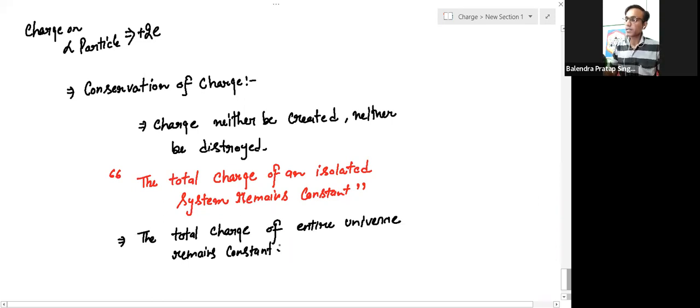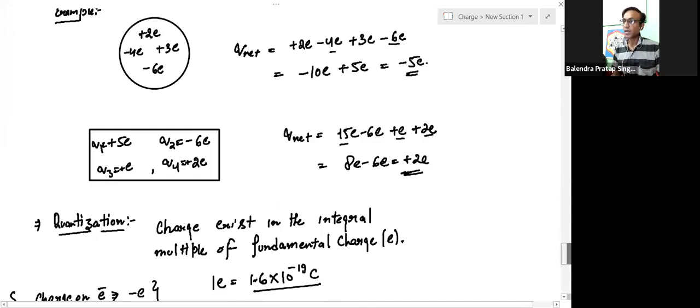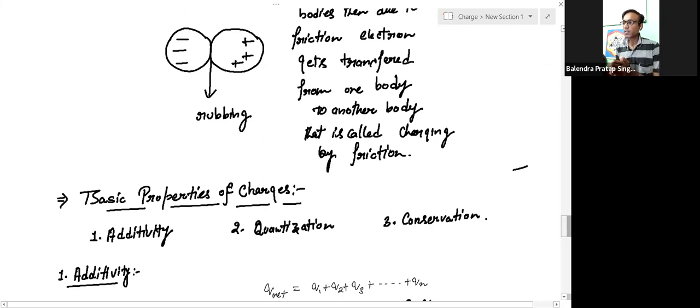Okay, so these are some basic properties of charges. This is all about charge. The total lecture is based on charging of a body and some basic properties of charge. So what did we study today? We studied what charge is, charging of a body, how you can charge a body, and some basic properties of charges. Is it clear?